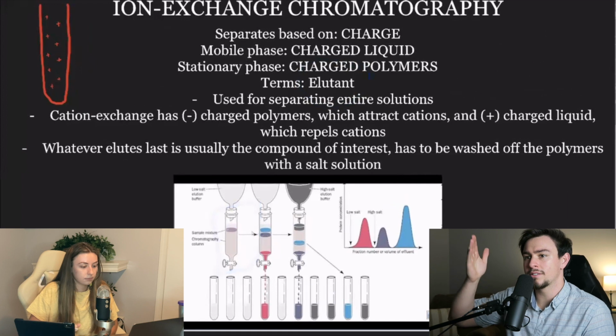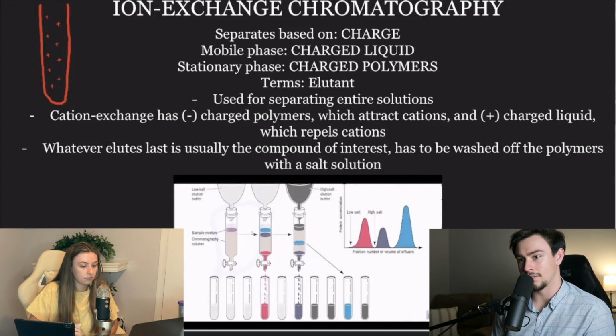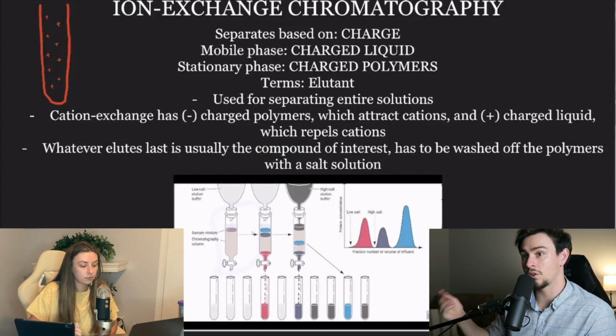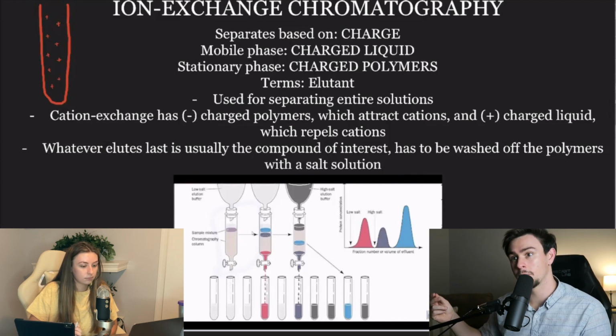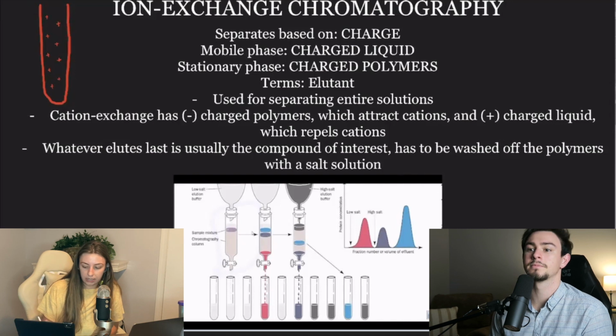What else? So ion exchange chromatography can be broken down into two separate categories. The categories just describe the charge that you are selecting for. Okay, not the charge of the polymers, but the charge you were selecting for: cation exchange and anion exchange chromatography. And that's the way it'll be written on the MCAT.